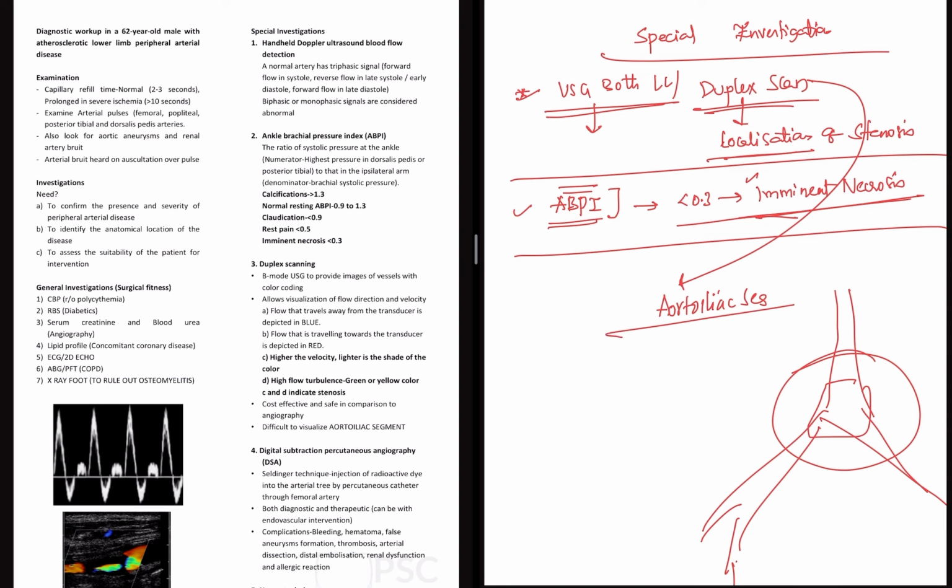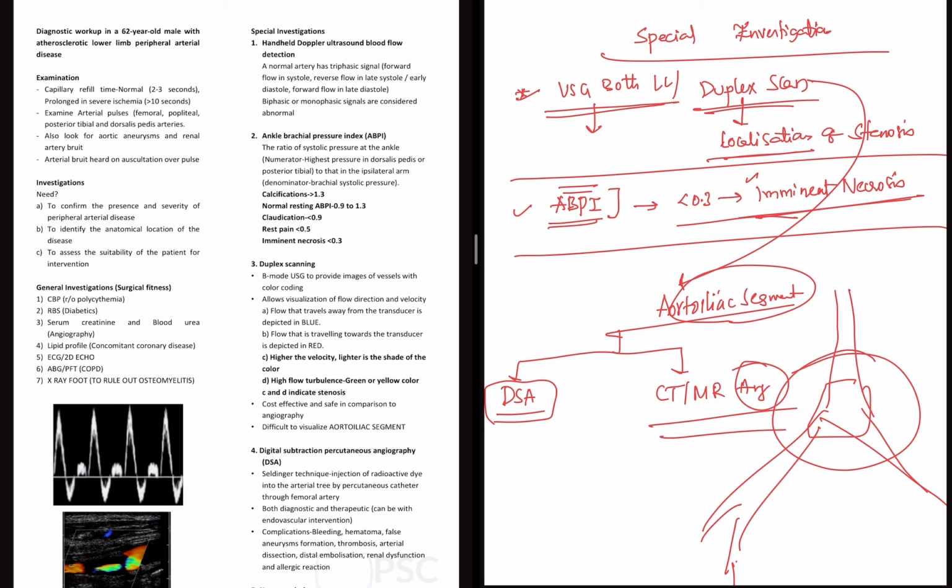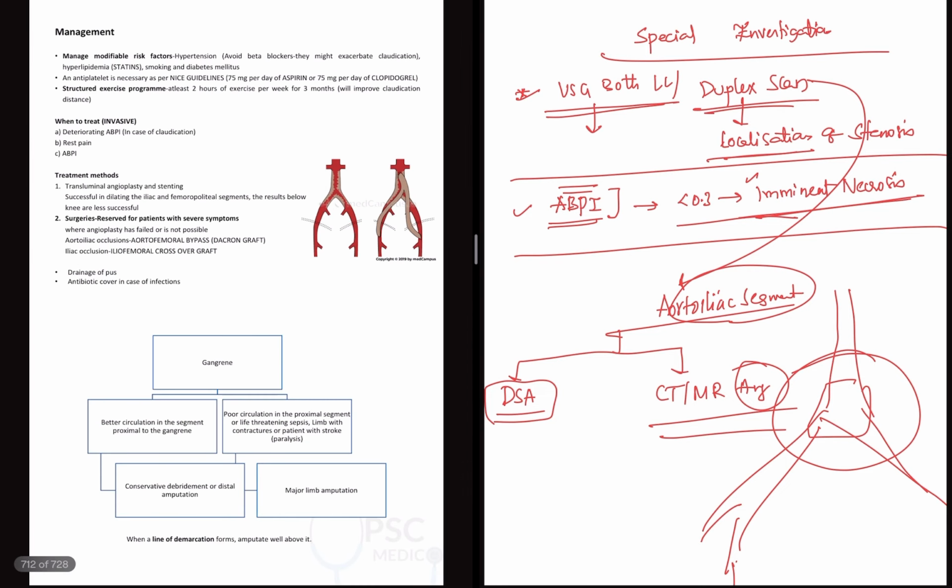So in those cases wherein you are suspecting aorta iliac segment involvement, we have two options. The older one, which is invasive, is digital subtraction angiography, which is gold standard, which also helps in therapeutic management. The latest one are CT or MR angiography, but the picture quality is a little poor in these cases. So these are all the special investigation options which are available in these cases.